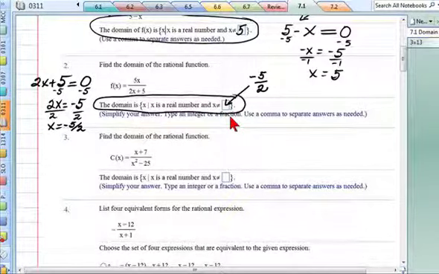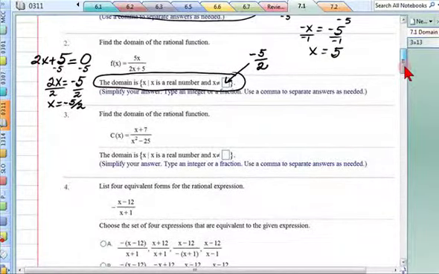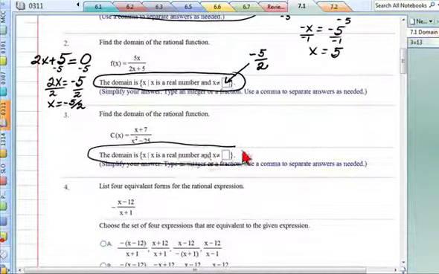All right, the third one, the last of those, number 3, it says, find the domain of the rational function. This one happened to, instead of using f of x, use the letter c of x. Don't let that bother you at all. How do I find out what the domain is? Remember, here's my answer. The domain is all real numbers, but x can't be. How do I do that?